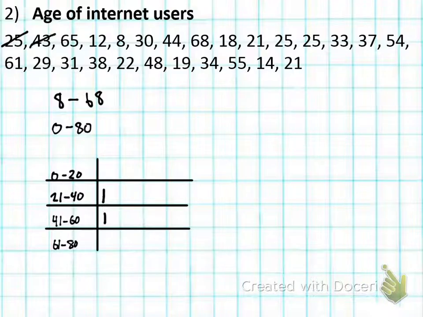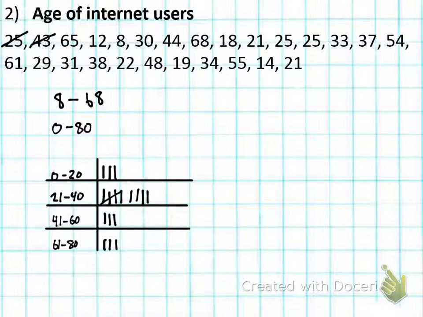43. Next one? 65. Next one? 12. Next one? 8. Next? 30. Next? 44. Next? 8. Next? 18. Next? 21. Next? 25. 25 again. Oh, okay. 33. Okay. 37. Okay. 54. Okay. 61. Okay. 29. Okay. 31.